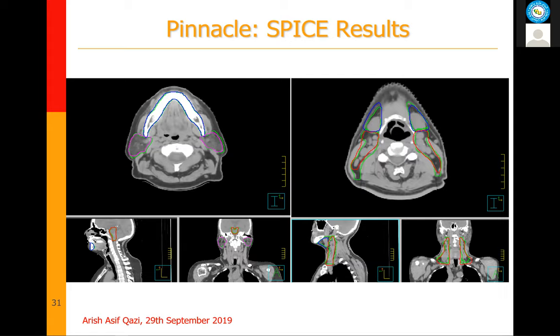These are parotid glands. This is the brainstem, and these are neck nodes. Now, this method was actually developed as part of Philips' platform called Pinnacle. It's a system for doing radiation therapy planning. And the method was named SPICE. SPICE stands for Smart Probabilistic Image Contouring Engine.